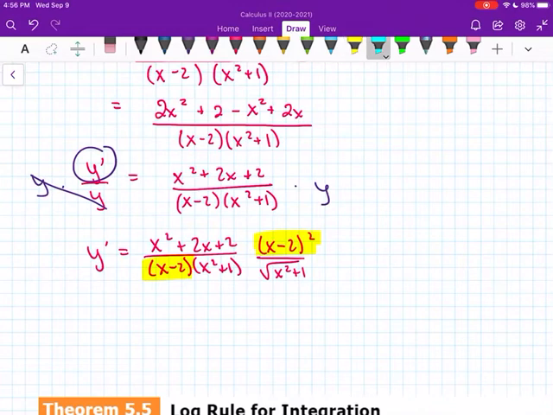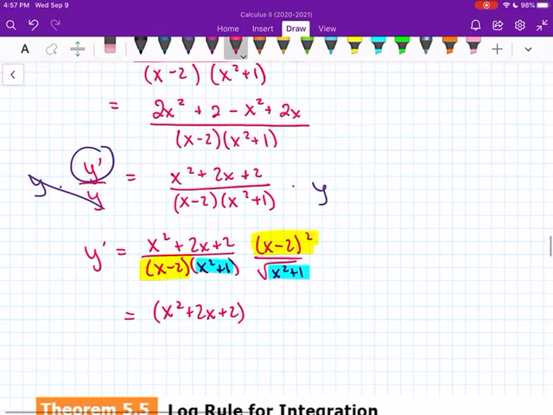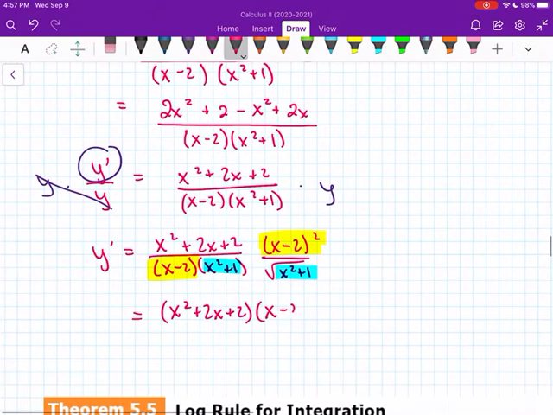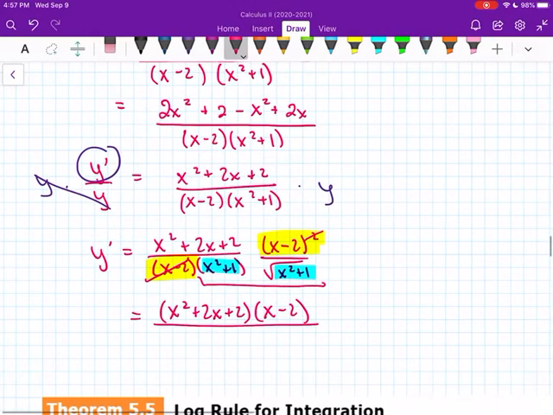Oh, I have right here, these two are the same too, x squared plus 1, x squared plus 1. So when I cancel, I get an x squared plus 2x plus 2 on the numerator times only 1 x minus 2. And then on the denominator, that one gets canceled. And then I can combine these. So I have an exponent of 1 and an exponent of a half. So I have x squared plus 1 to the 3 halves.